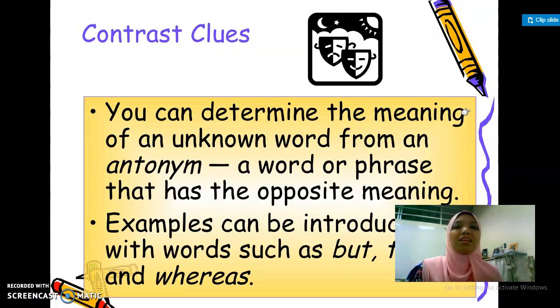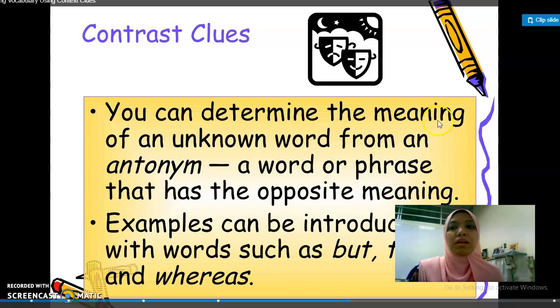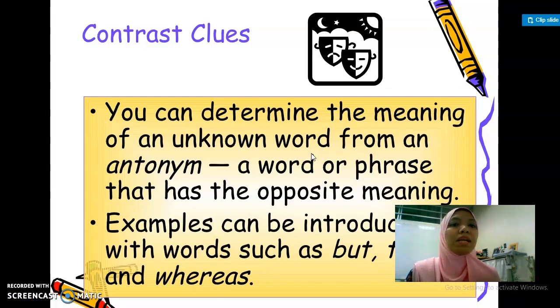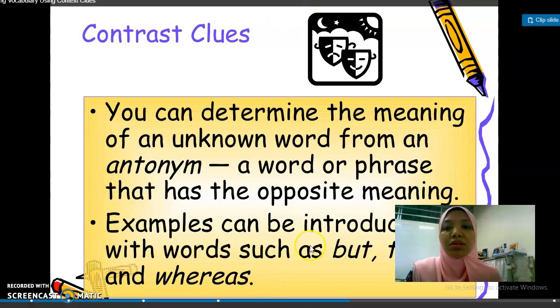Contrast clues, or in other words, antonyms. You can determine the meaning of an unknown word from an antonym, a word or phrase that has the opposite meaning. It can be in the form of one word or a phrase. A phrase means a few words being combined. Examples can be introduced with words such as but, though, and whereas, words that show contrast.